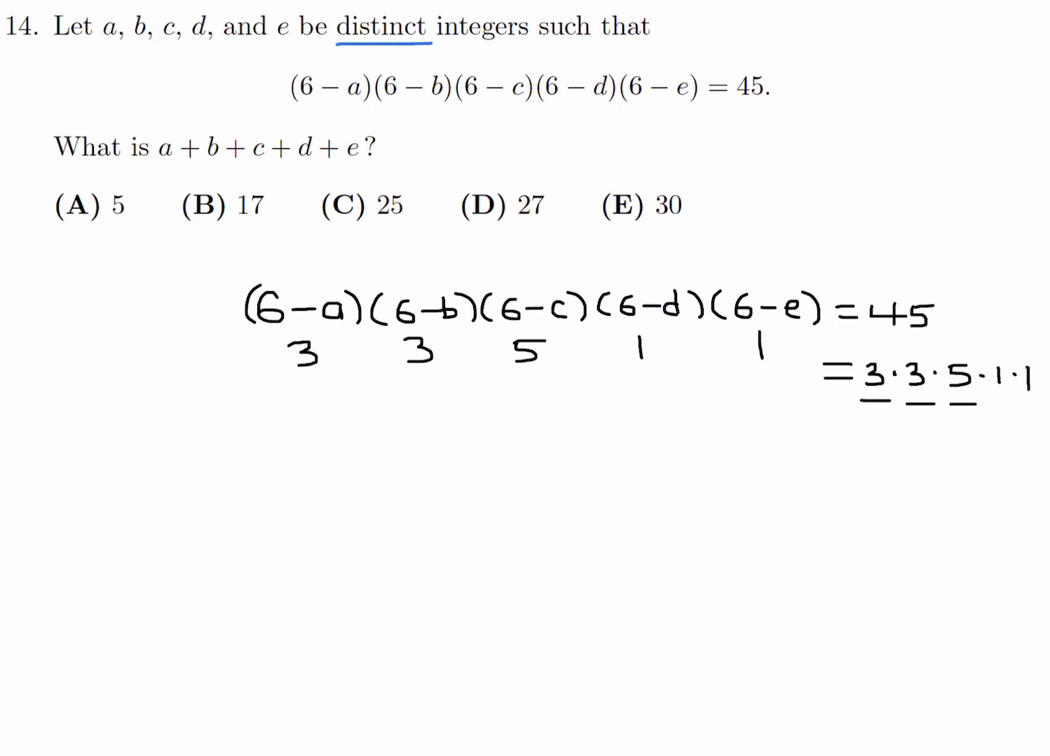Why? Because of this one word right there. This would not give me distinct. A and B would end up being the same. D and E would end up being the same, namely 5, 5, 3, and 3. So, unfortunately, it's not that straightforward. Okay, so I've got to figure out a way of doing this, but not this way.